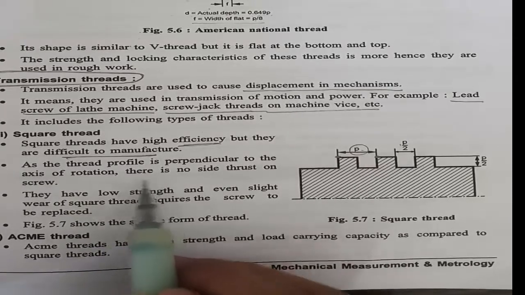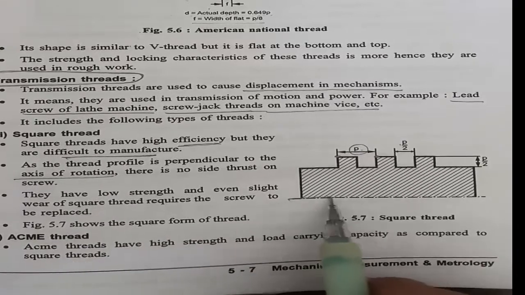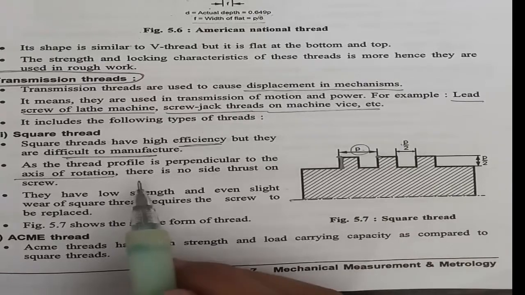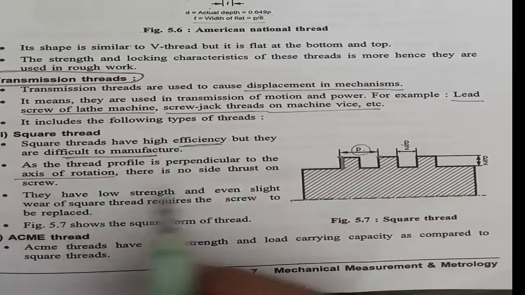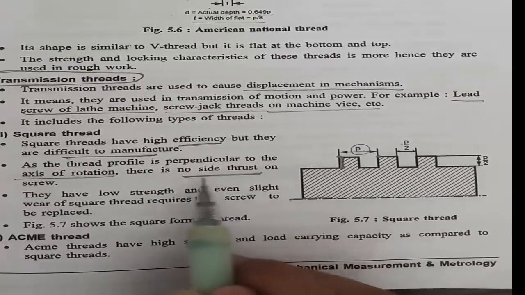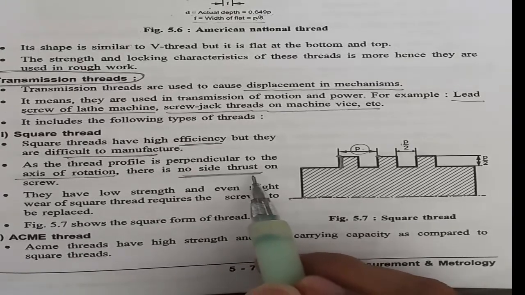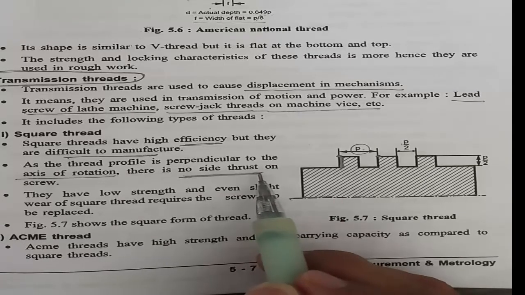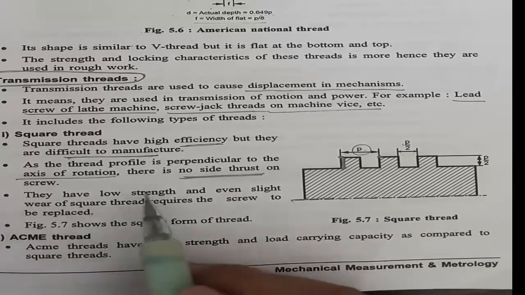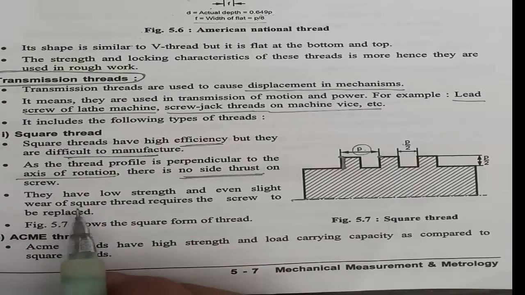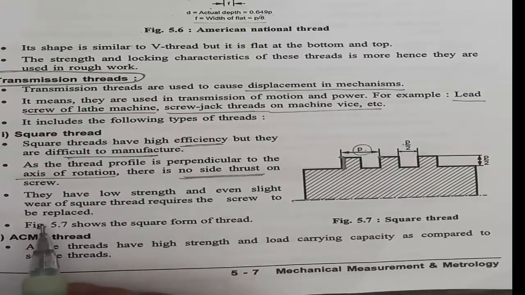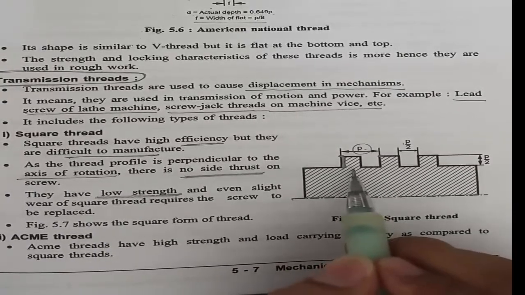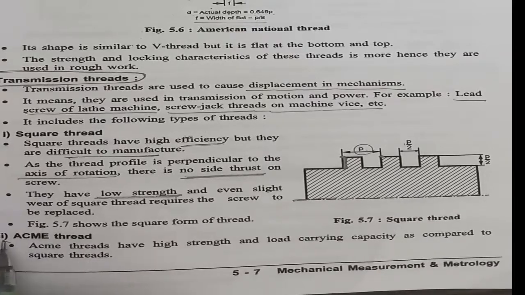As the thread profile is perpendicular to the axis of rotation, this is the axis of rotation, so the thread profile is perpendicular. You can see here there is no side thrust on the screw. Okay, if you want to understand side thrust, it is very easily explained. I have explained it in helical gear, right? They have low strength, and even straight wear of the square thread requires the screw to be replaced. So this thread has low strength compared to acme thread.